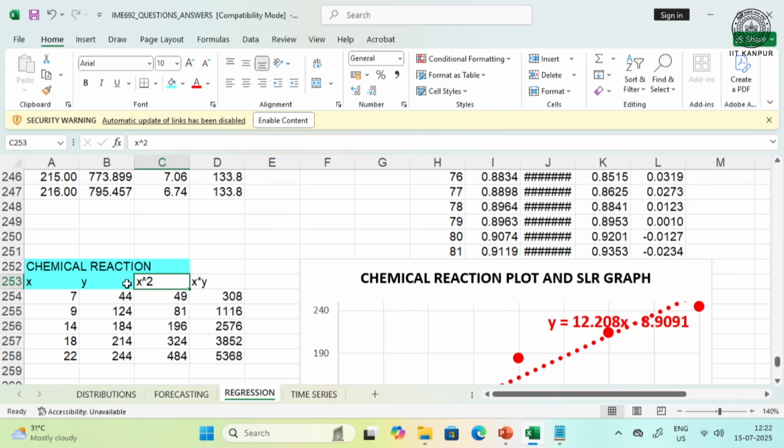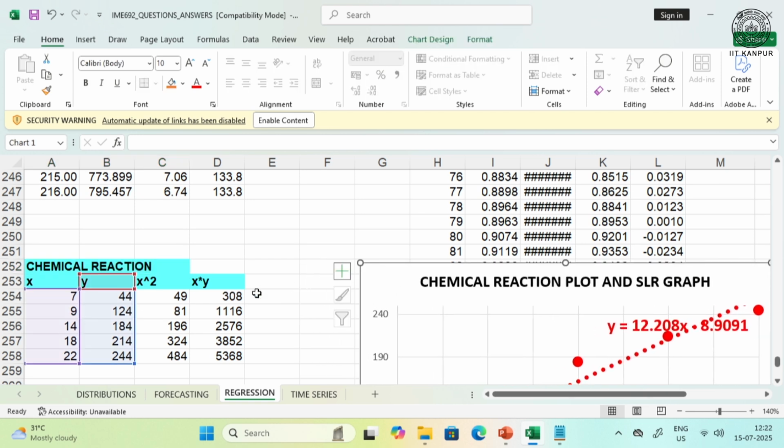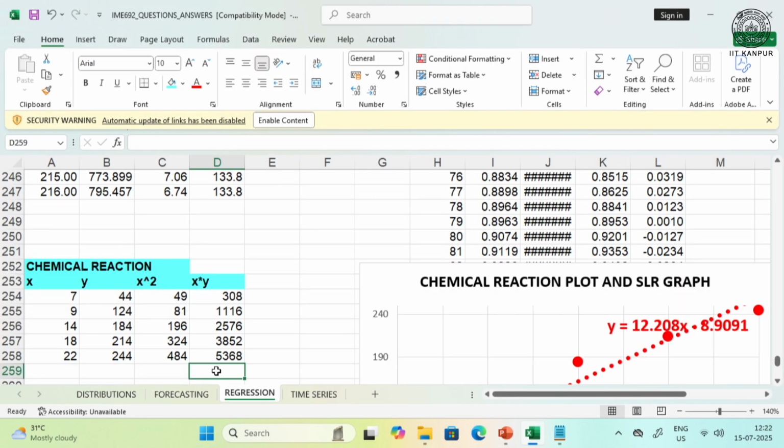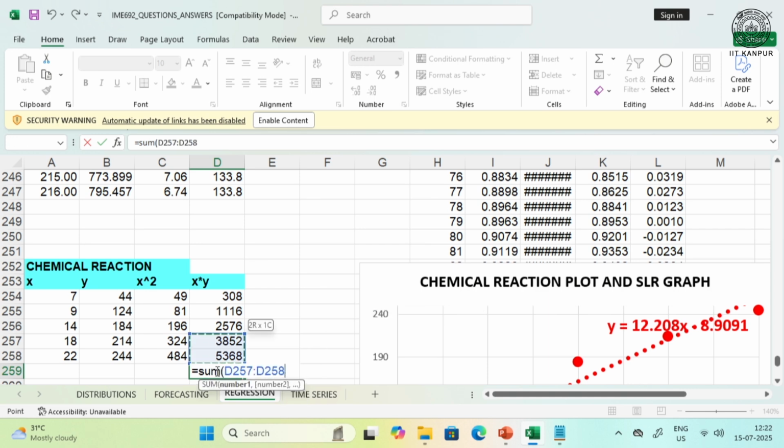I will also mark them in blue. The heading is given, I will bold it. This also I will make bold. Chemical reaction is also bold. Done. Now, I will shift it to the right a little bit. So, what things do I need? In the formula, I need the summation of xi into yi. So, I will first find out the sum of xi into yi.